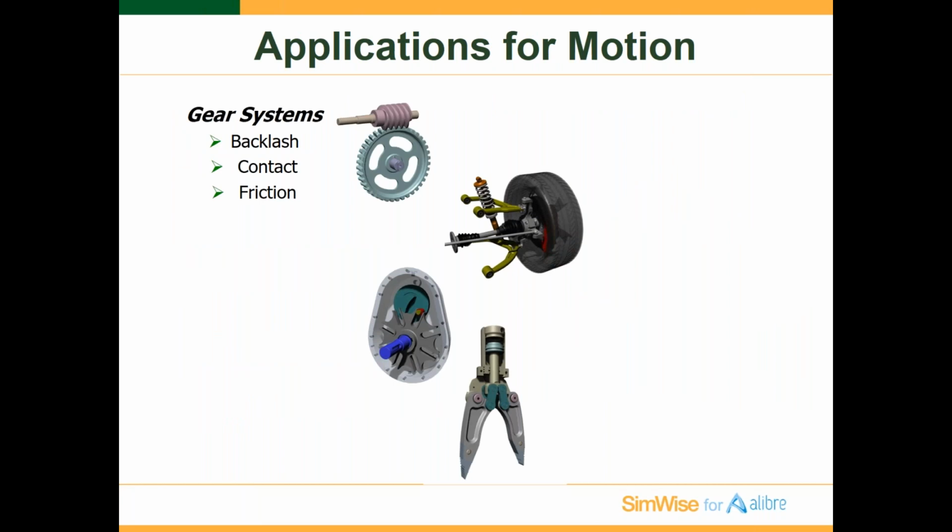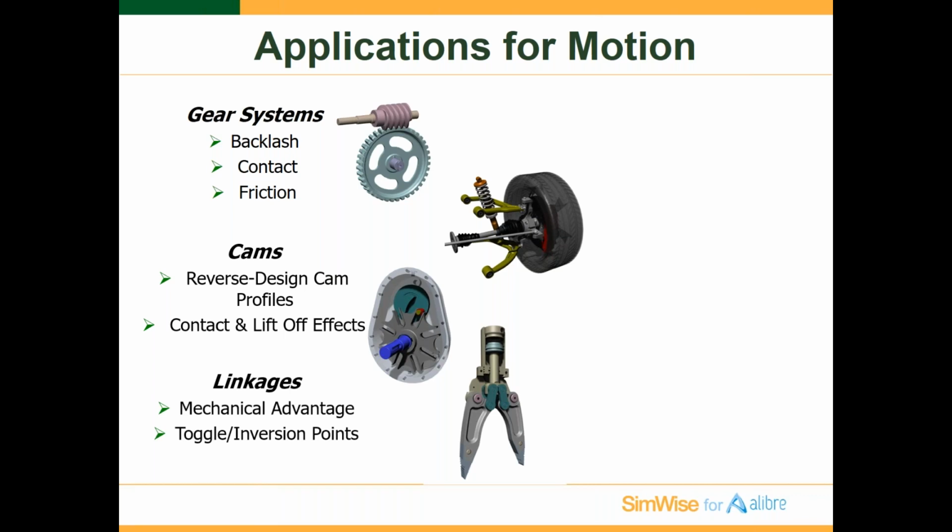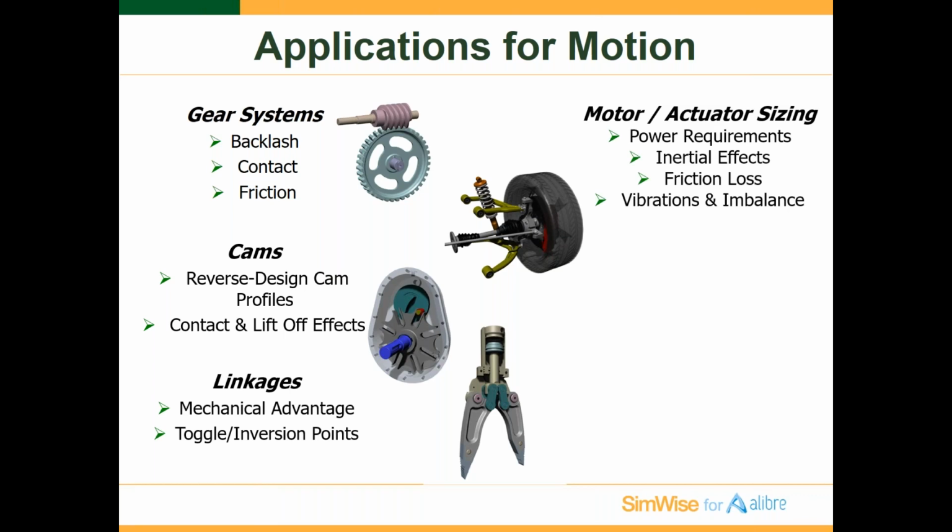Some of the things people use motion simulation for are dealing with gear systems, dealing with cams. One of the things we can do with SimWise is not only can we analyze a mechanism that contains cams, but we can use SimWise to help us determine the shape a cam needs to be to give us a particular type of motion out of an assembly that's driven by a cam. Of course, we do linkages. We can use SimWise Motion to help us size motors and actuators.